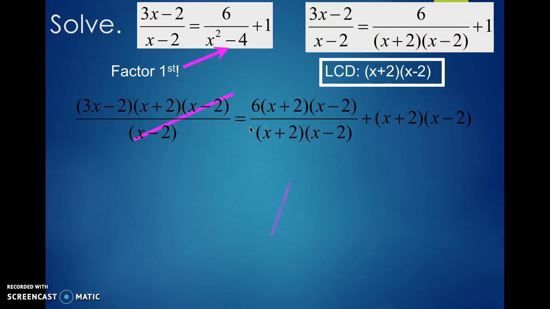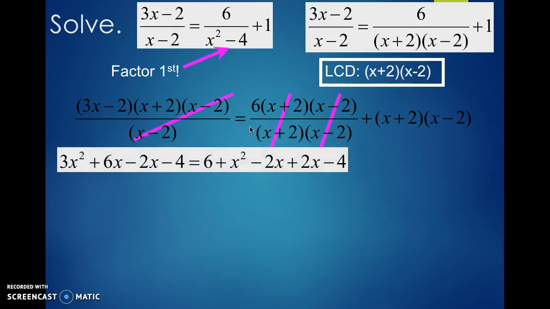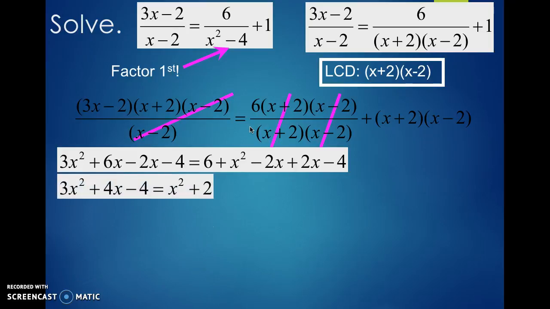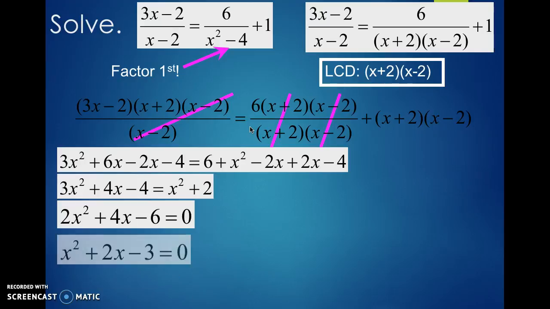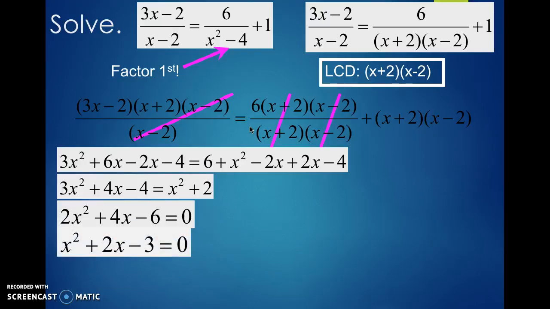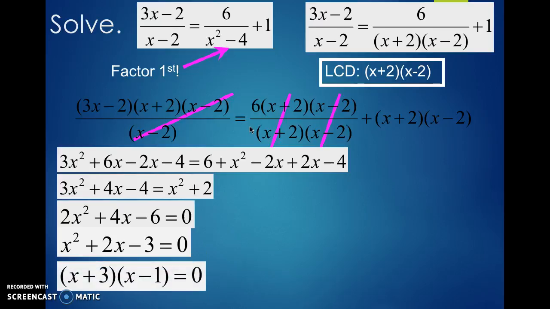and that we cancel out our x minus 2's, our x plus 2's, our x minus 2's, and we get 3x squared plus 6x minus 2x minus 4 equals 6 plus x squared minus 2x plus 2x minus 4. Simplify all that. We get 2x squared plus 4x minus 6 equals 0. I can take a 2 out of each term. I get x squared plus 2x minus 3. That factors into (x plus 3)(x minus 1).